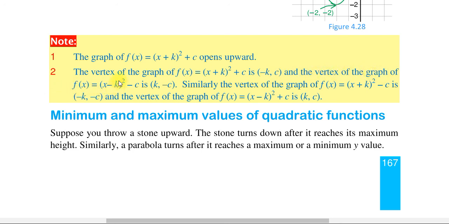And the vertex of the graph f of x equal to x minus k the whole square minus c is k, minus c. Similarly the vertex of the graph f of x equal to x plus k the whole square minus c is minus k, minus c, and the vertex of f of x equal to x minus k the whole square plus c is k, c.